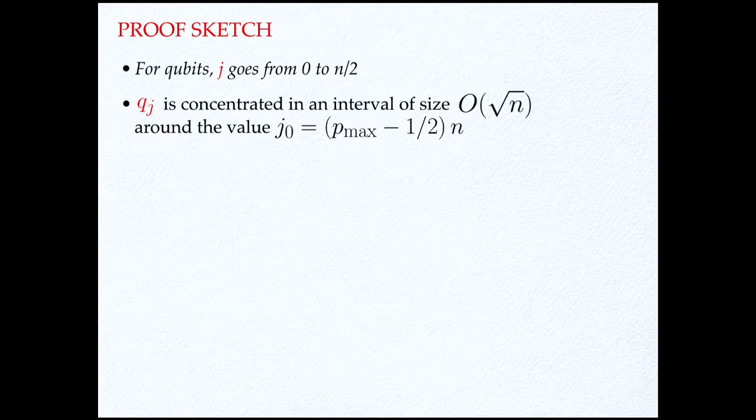The second step is the one I already mentioned, the concentration of measure. So the angular momentum will be in a strip of size square root of n around a value, J0, that is pretty much a constant times n. So we have these values that are the relevant ones. We can throw away all the rest.